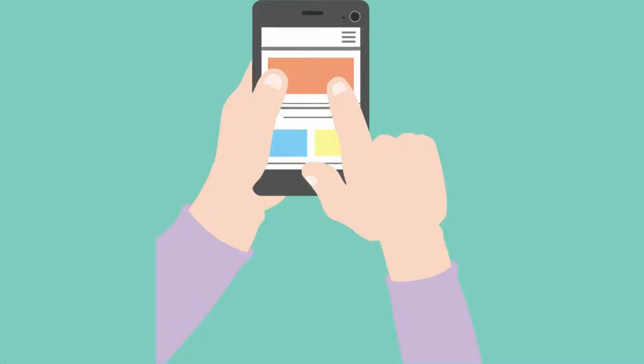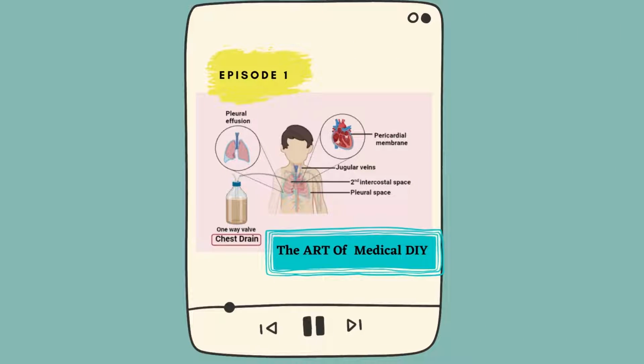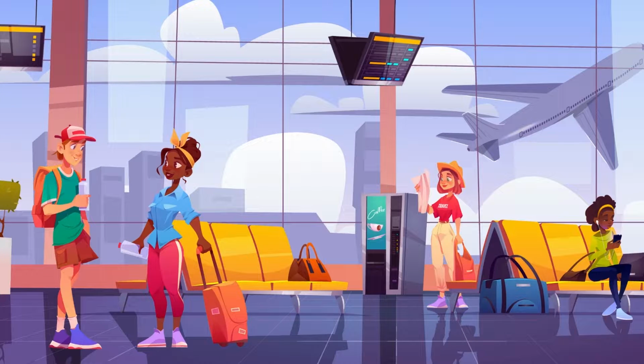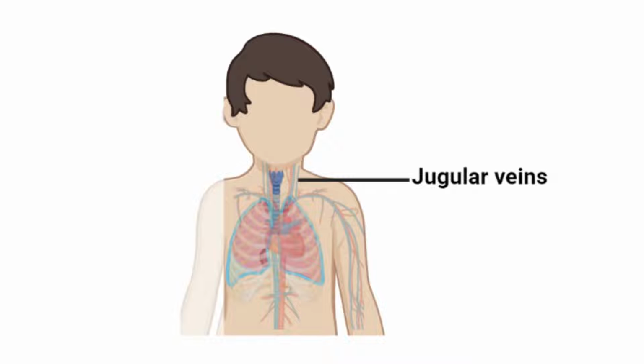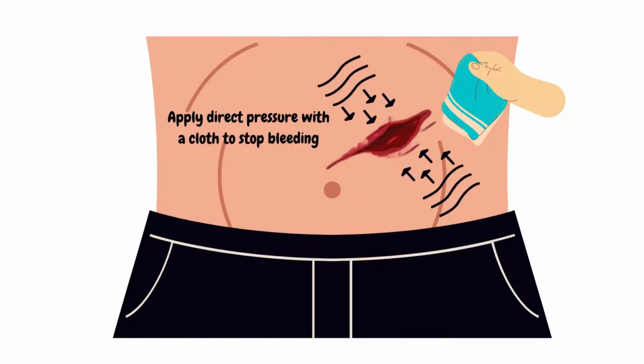So let's begin with the first episode, Medical DIY, Do It Yourself. It starts with an accident at the airport, wherein a glass banner shatters on a teen boy. The doctor implies that his jugular vein has been cut. The first thing you can do is put pressure on the wound to stop it from bleeding.